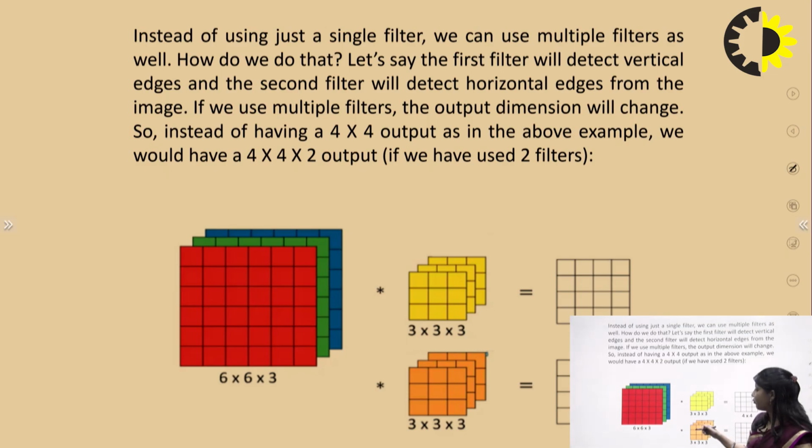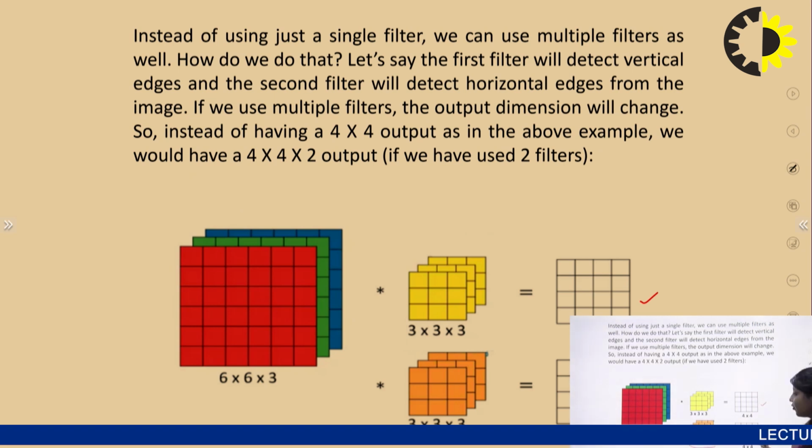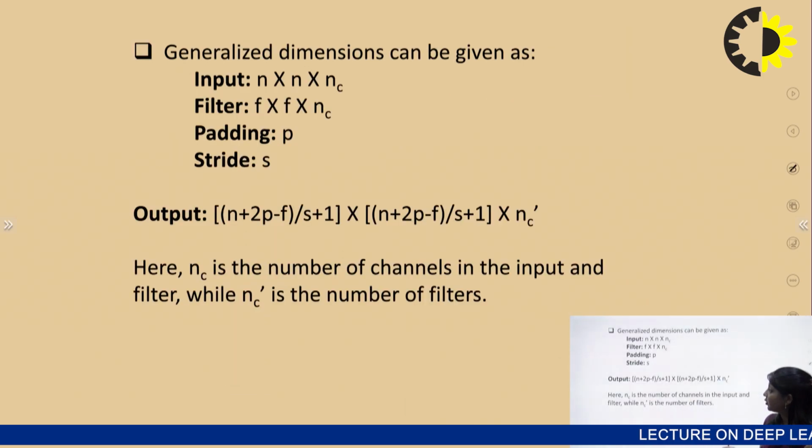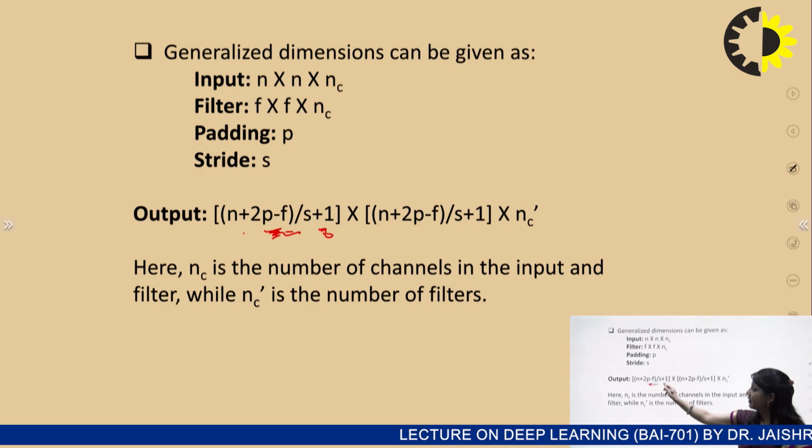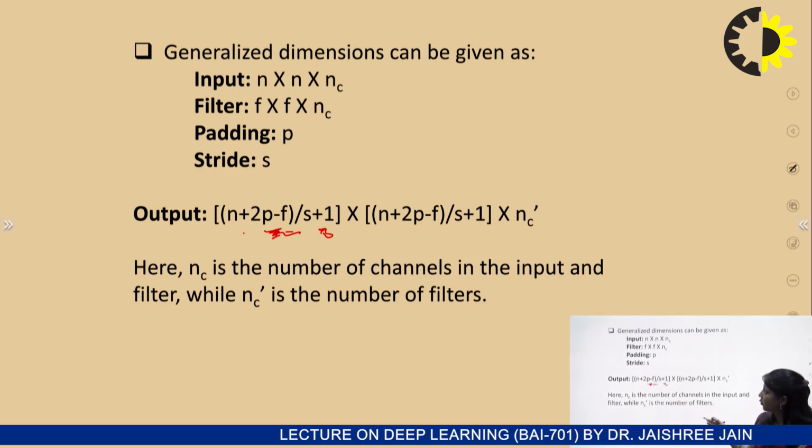this is the output, 4 by 4. Then if we apply a 3 by 3 filter again, we get a 4 by 4 convolved feature. So this is the final formula for the output image: n plus 2p, where p means padding, and s means stride size. So this is the final output size of the image.